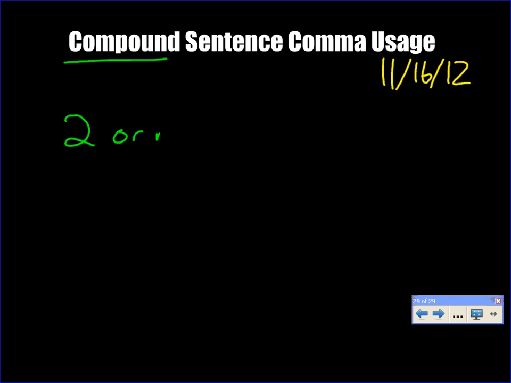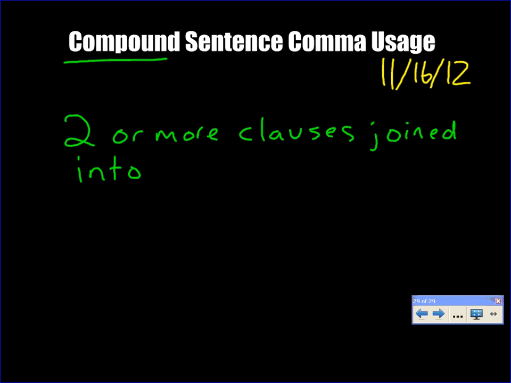Two or more clauses joined into one sentence. Here's the definition of compound sentence. Two or more clauses joined into one sentence. Now, it gets a little bit more complicated than that, but that's a really basic way to understand it. So, Michael, you had the right idea when you were saying it's two sentences joined into one, but really it's two clauses joined into one.